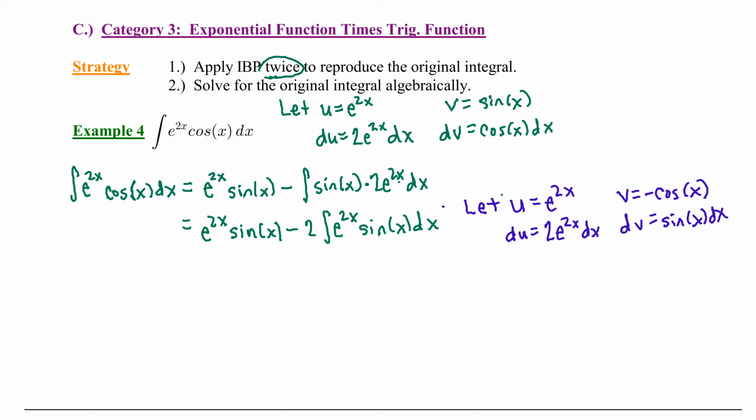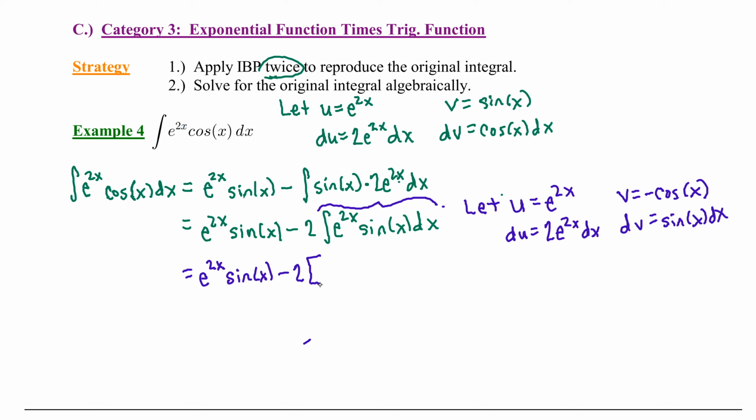So continuing with our problem here, I'm going to copy down this first term, e to the 2x sine of x, and then I'm going to expand this integral using the integration by parts formula. But do remember, it is multiplied by a negative 2. So since this integral is going to turn into two terms, that is u times v minus the integral of v du, I will need a set of brackets here so that I can correctly distribute that -2.